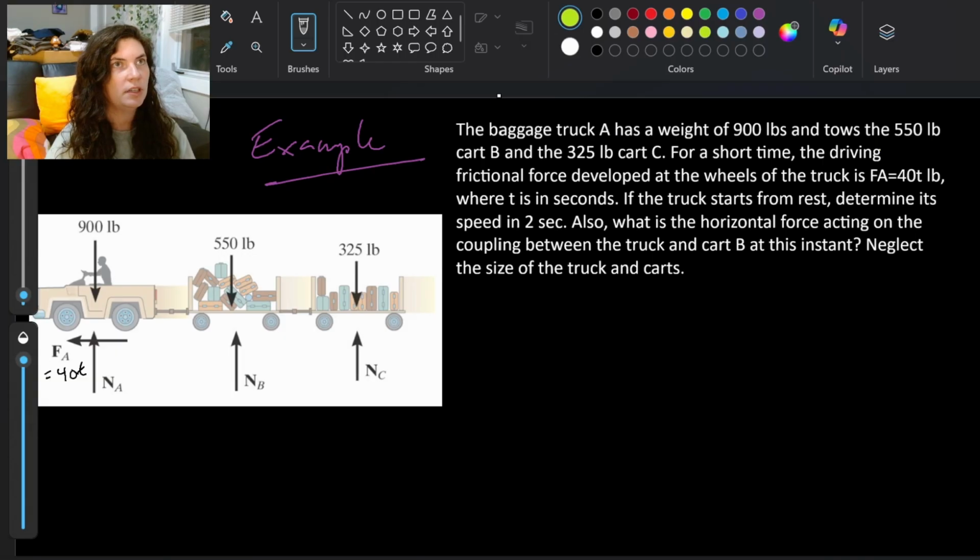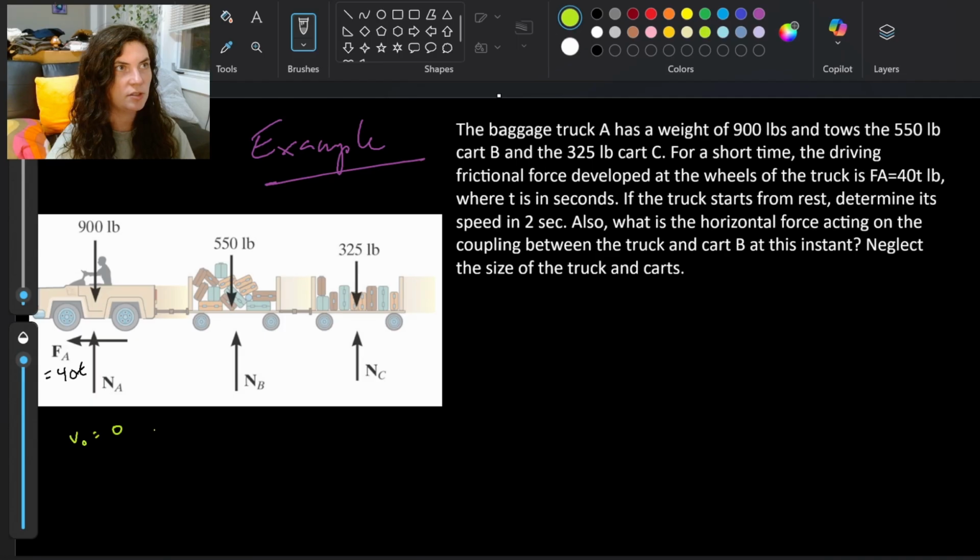So let's see, what in our statement here didn't get included. So we have the truck weights. Truck is driving, frictional force is FA equals 40t. We've got that on our diagram now. If the truck starts from rest, that's a hint that v naught is 0. Determine its speed in 2 seconds.